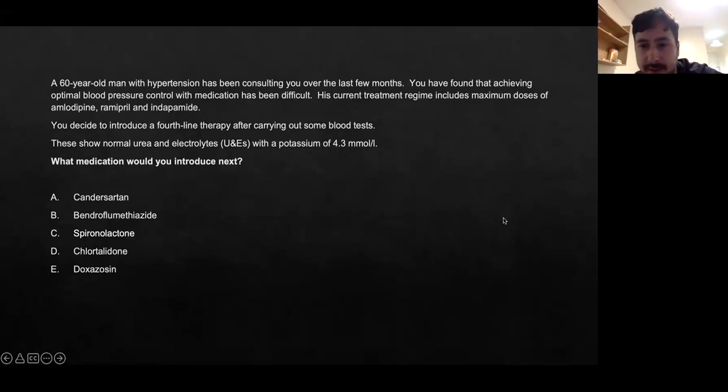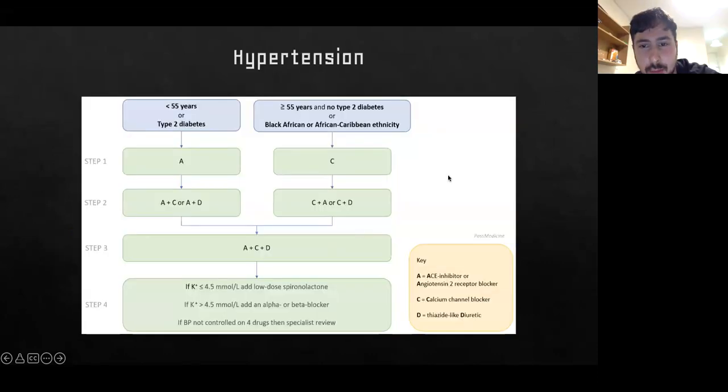Fantastic, a flurry of C's, and that's the correct answer. If you remember back to your last year, the infamous hypertension guideline graph. So if you're less than 55 or you have type 2 diabetes, you start with an ACE inhibitor or an ARB. If you're over 55 and no type 2 diabetes, or you're of Black African or African Caribbean ethnicity, the evidence base is weaker for these, so you start with a calcium channel blocker. Step 2 will be adding another drug. Step 3 will be a 3-line therapy, and where we were was step 4.